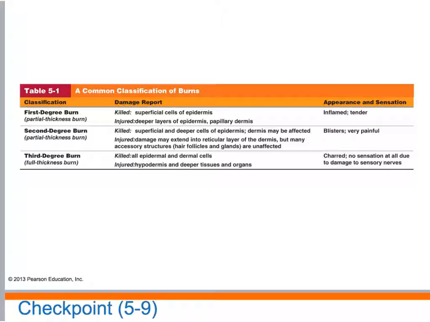The second degree burn is more serious. Both the superficial and deeper cells of the epidermis are killed, and then the injured area is the upper dermis, and it may extend into the reticular layer of the dermis. Blisters are very common. It can be very painful. The third degree burn is the most serious, and all epidermal and dermal layers are killed. It's injured all the way down to the hypodermis. It's usually charred. There's no sensation due to the damage of the sensory nerves, and there's no bleeding because of the damage to the blood vessels.